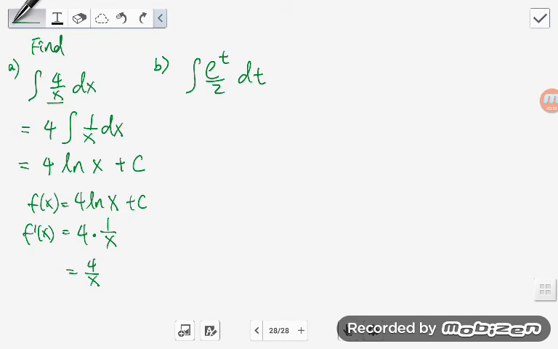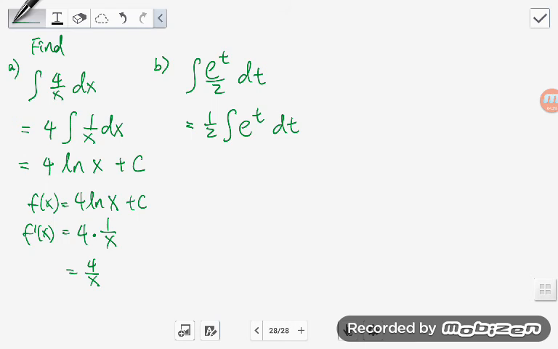Now let's look at example B. For example B, I need to find the indefinite integral of half e to the power of t with respect to t. In this case, my variable is t, not x anymore, but I'm going to approach it the same way. I'm going to take out the half, so I'll get half multiplied by the integral of e to the power of t with respect to t.